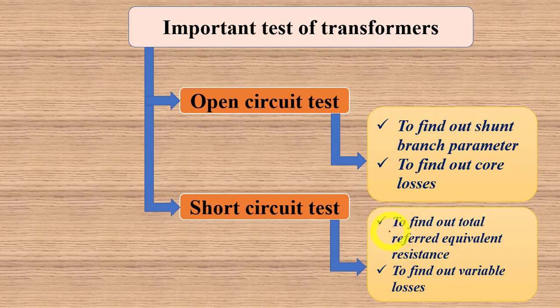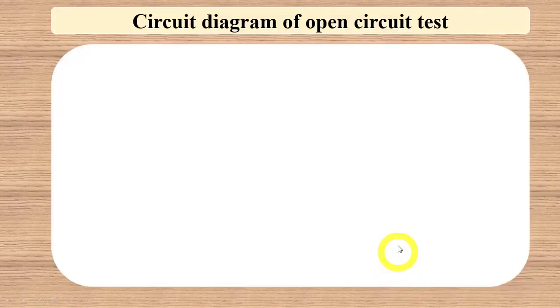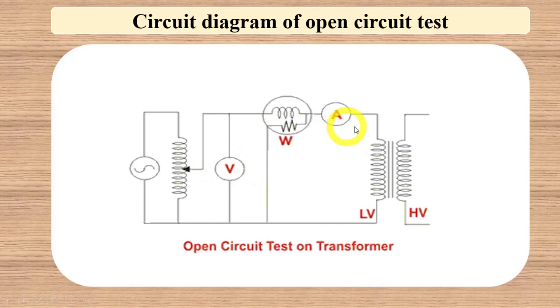Actually, transformer testing is performed on a single side, not both sides. The open circuit test is conducted on the low voltage side at rated voltage, and the secondary terminal, which is the high voltage terminal, is open circuited. So there is no current passing through the secondary terminal. This is the circuit diagram of the open circuit test.